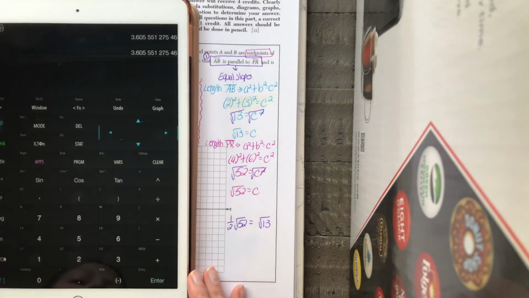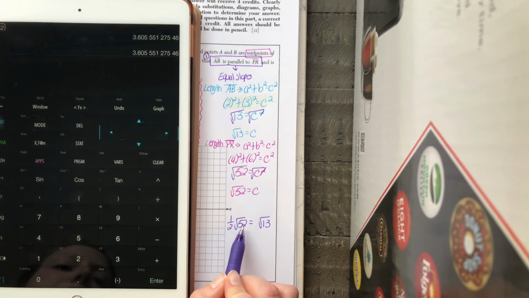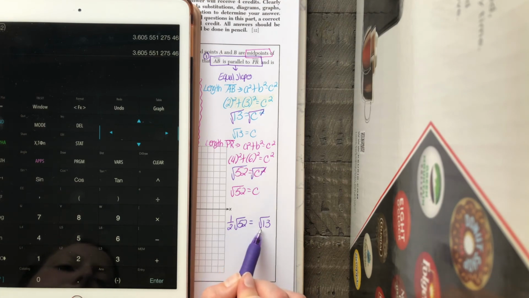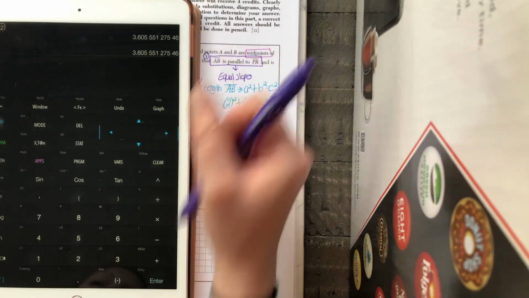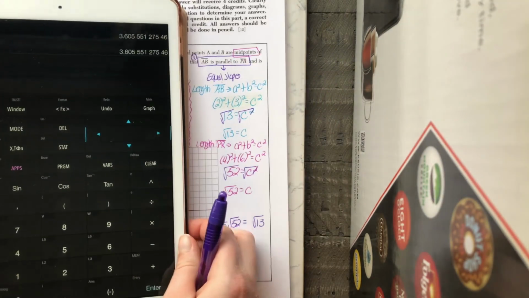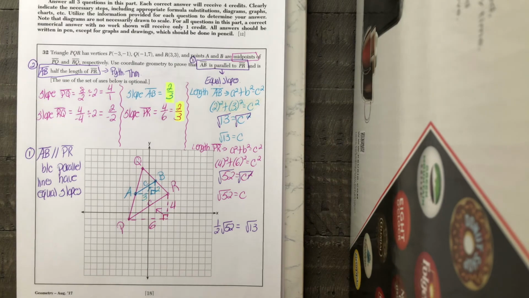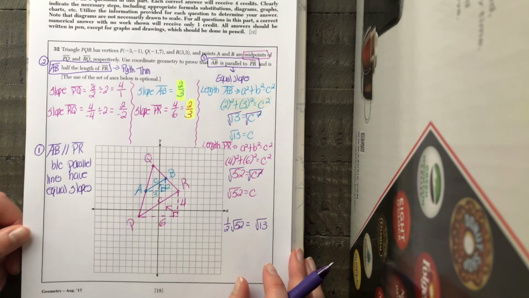It's saying, let me try to move this out of the way here, that half of the square root of 52 should be the same thing as the square root of 13, and I can see that they are. Those decimals definitely equal out. All right, so I'm basically done solving this question. I just have to write my answer in word form now.